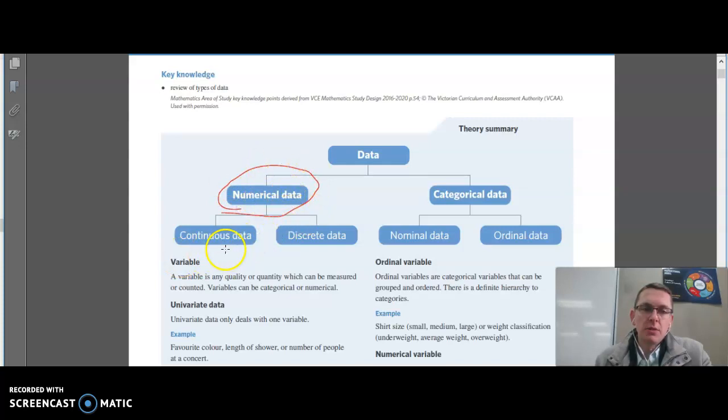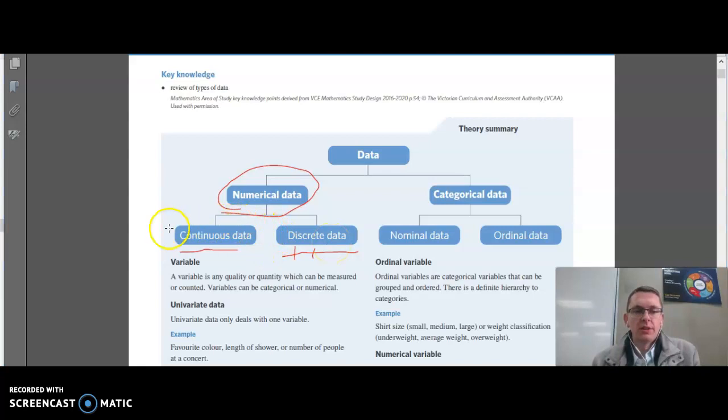If it's continuous, that means it can take any value on the number line. I think of a number line, and if it can take any value on there, it's going to be continuous. Whereas discrete data is a bit different. It can only take specific values on the number line, so it's only going to be specific points on there.